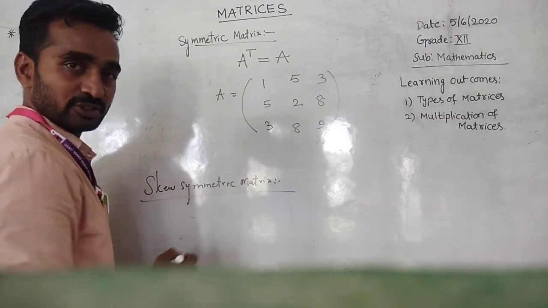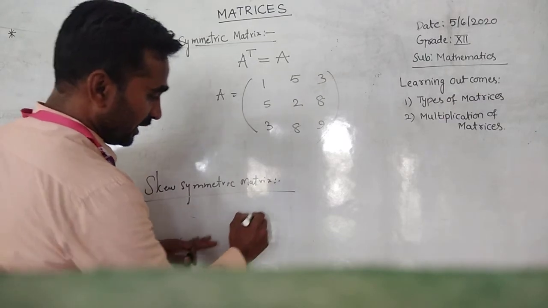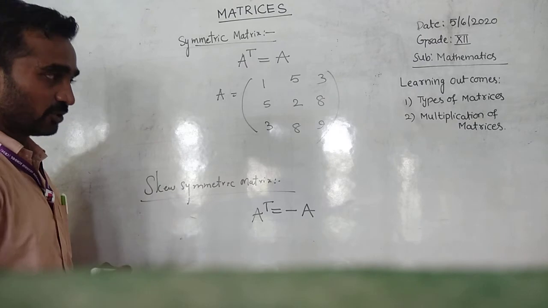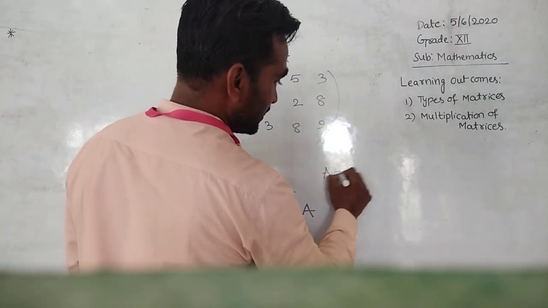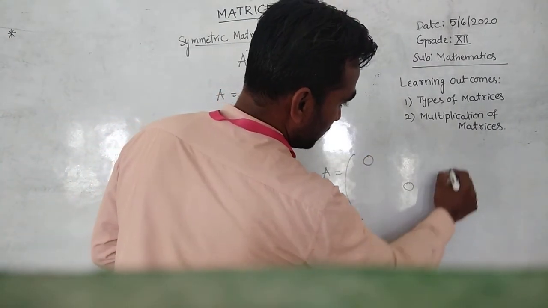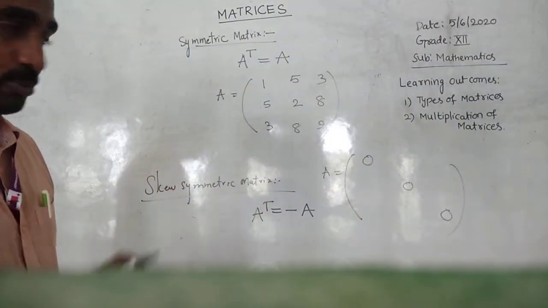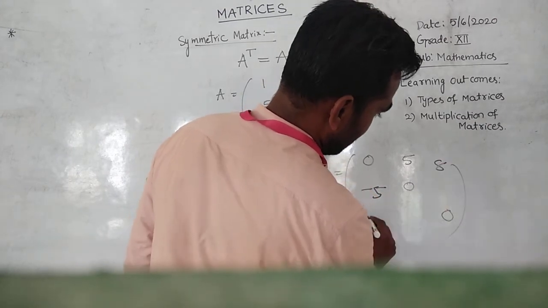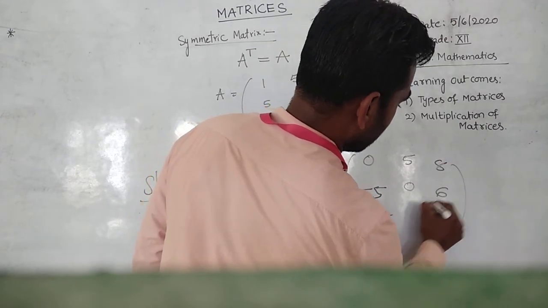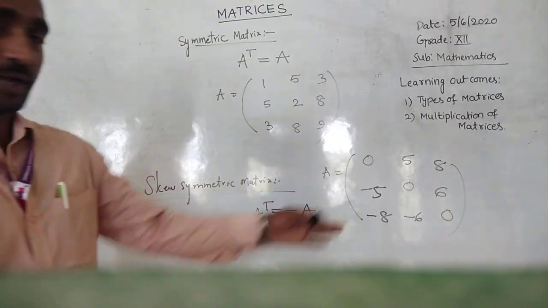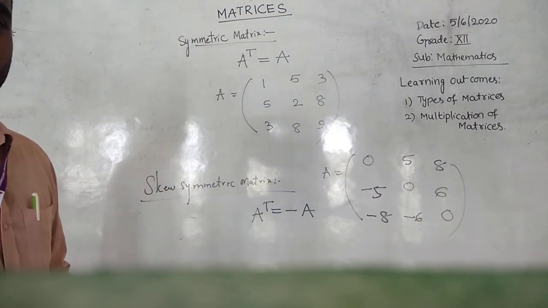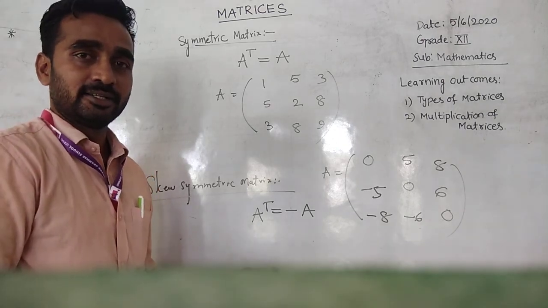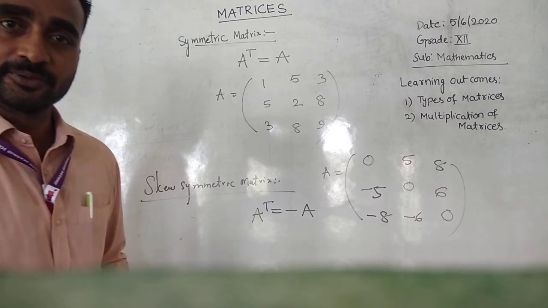Now skew symmetric. If A power T is equal to minus A, then the matrix is known as skew symmetric. For example, A has principal diagonal elements 0, 0, 0, and the other entries 5 and minus 5, 8 and minus 8, 6 and minus 6. Transpose it and multiply with minus, and you will get the same skew symmetric matrix. So these are the types of matrices, and later we will continue in the next class. Thank you and see you.